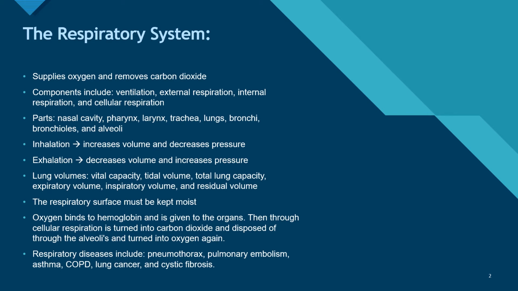And then a few last points, we learned about how oxygen and carbon dioxide are transported through the blood. So a quick recap on this is oxygen binds to hemoglobin, and then it's given to the organs, and then through cellular respiration turns to carbon dioxide, and then through the alveoli turns into oxygen again. And the alveoli are kind of a key component there. And then finally, we just learned about some respiratory diseases or problems that might occur.